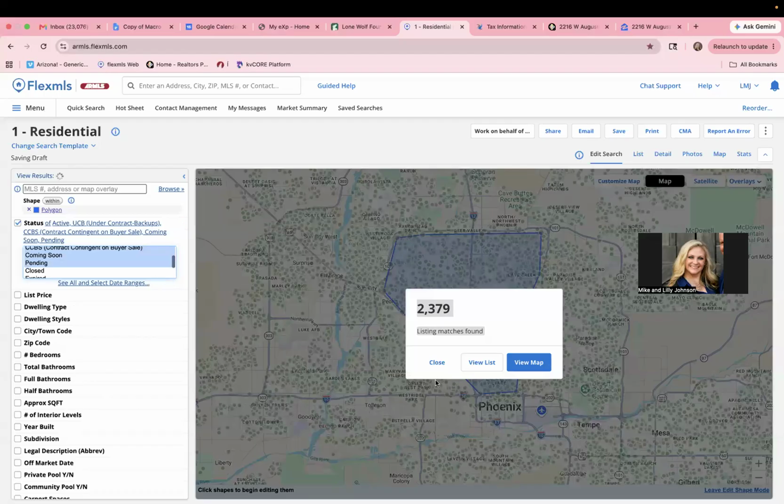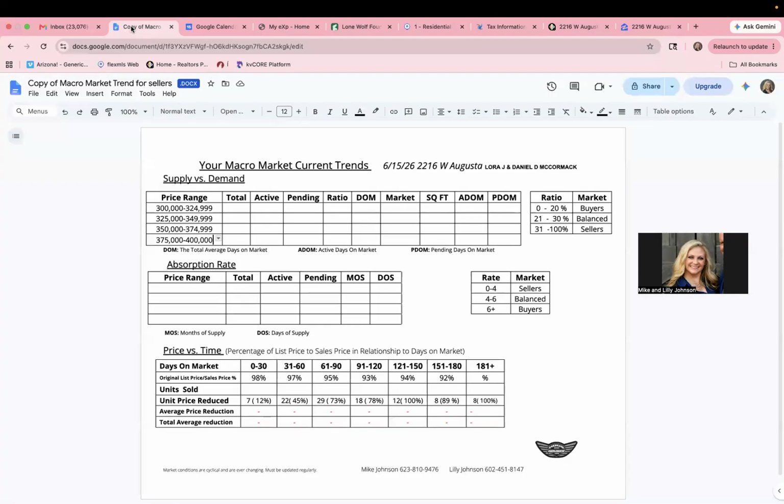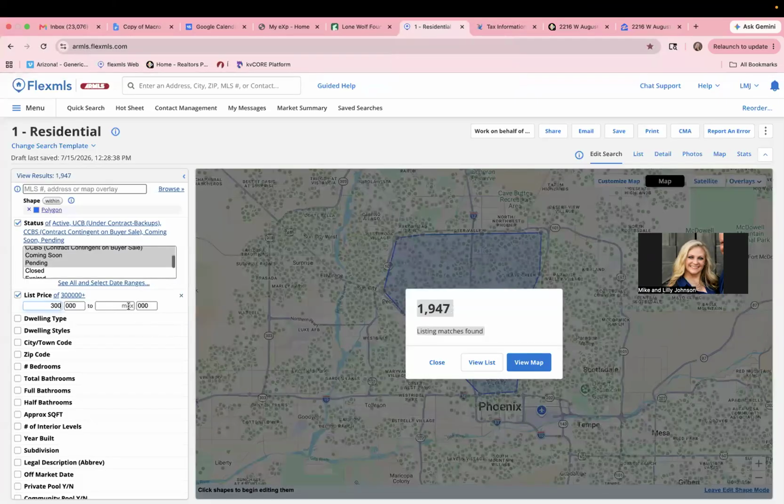I'll do sold later, you'll see, as long as I'm still recording. Okay. So I want to do price. First I'm going to just do lot. I'm going to have to narrow that down. Let's do my 300. What did I do over here? To 324. Oops.